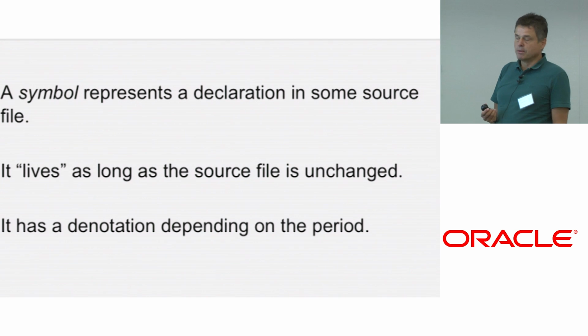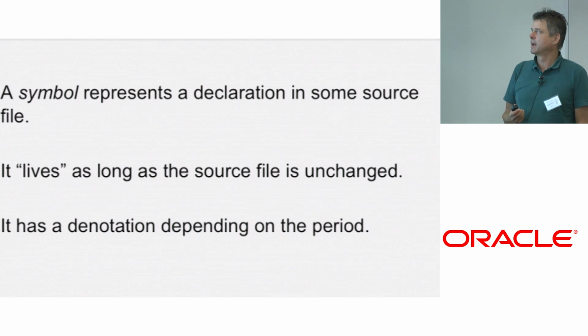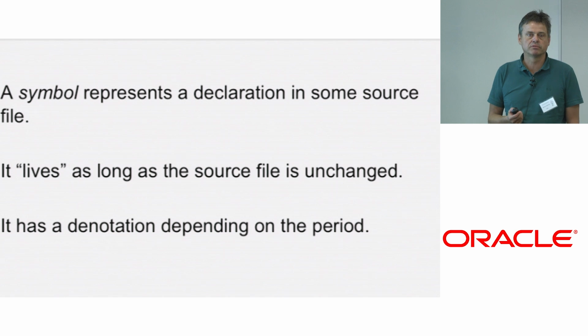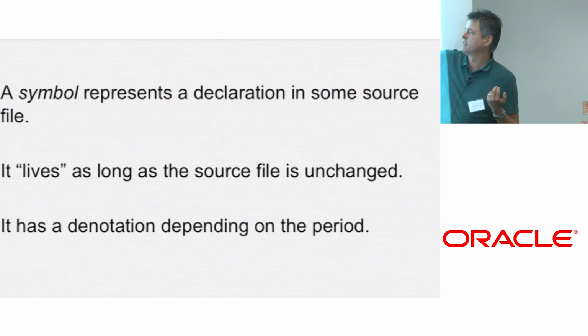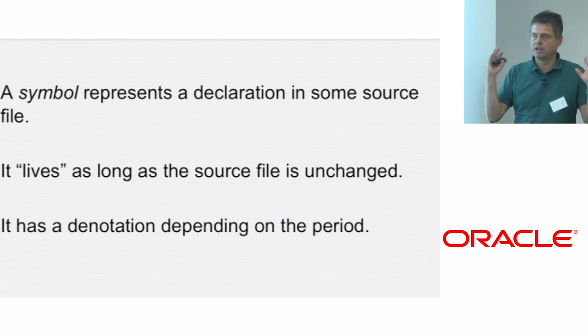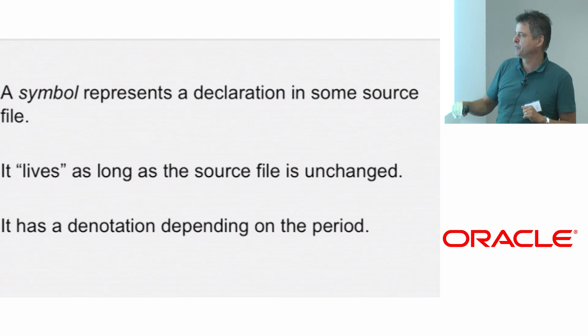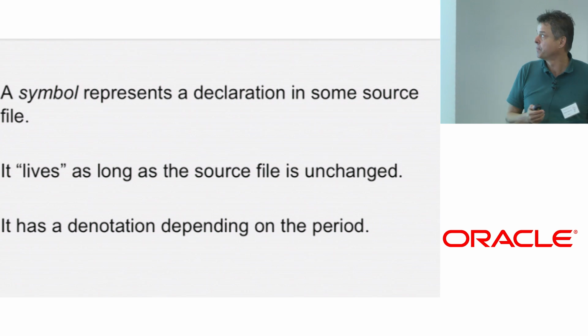So what then is a symbol? A symbol represents a declaration in some source file, right? So it's what I write in some source file, what the compiler extracts from that. And the symbol lives as long as the source file is unchanged. So symbols actually have lifespans. The other things haven't. The other things are immutable, but a symbol has a lifespan. And symbols have denotations, again, that depend on the period. So in particular, the compiler phases.